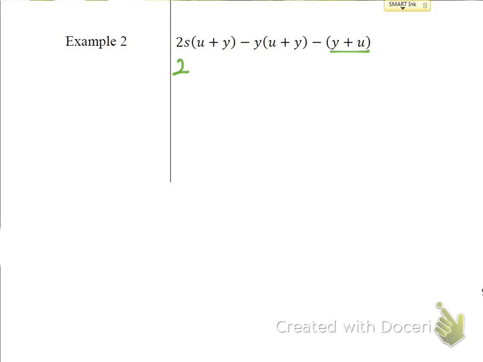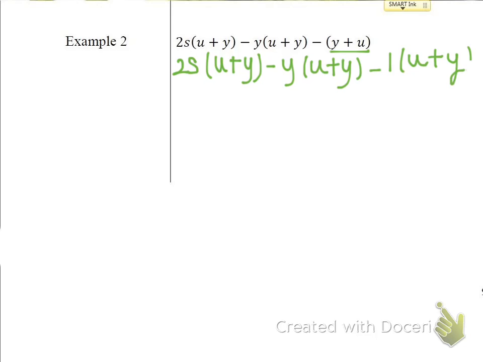So that's 2s times u plus y minus y times u plus y minus, now what would the coefficient there be? A -1. So I'm going to write it just so that we don't lose it. So does everybody agree that what I just wrote is exactly the same as the original problem? Okay, good. What is the GCF here? Good, u plus y. So factor it out. U plus y times everything that's left over. What is left over? 2s minus y minus 1.